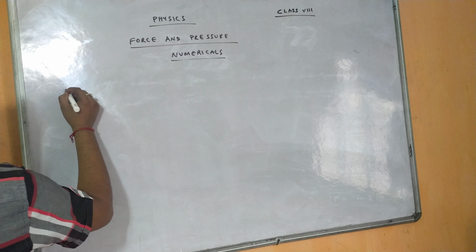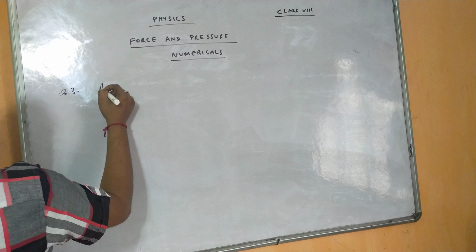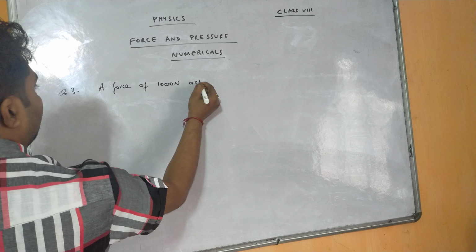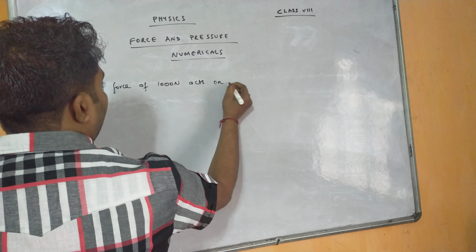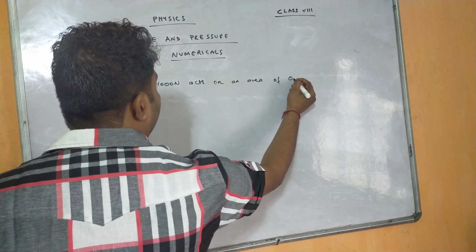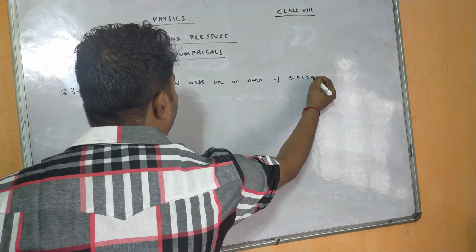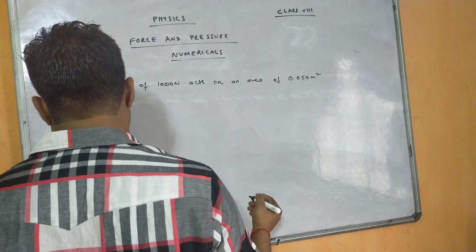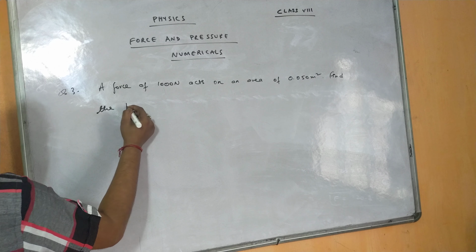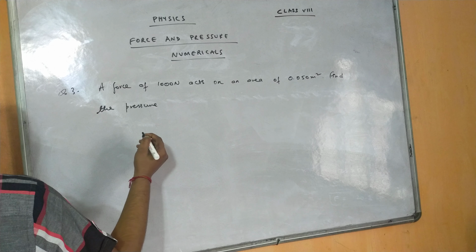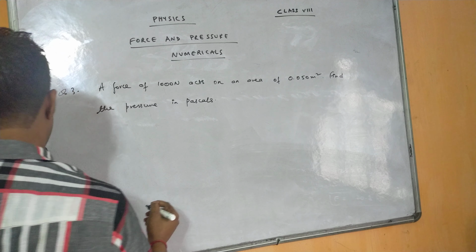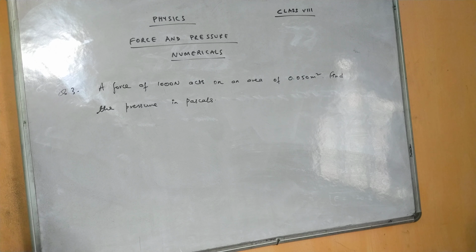Next question we move to. Question number 3. A force of 1000 Newton acts on an area of 0.050 meter square. Find the pressure in Pascal. Right? So this is our question.